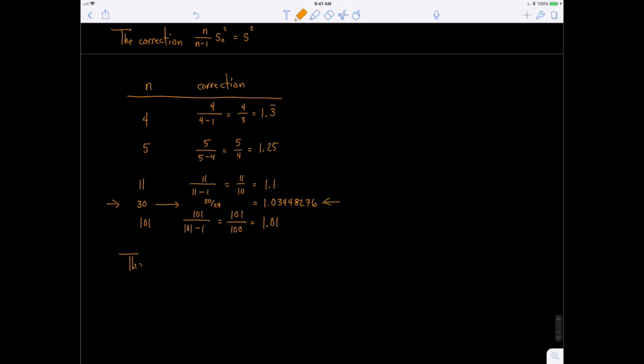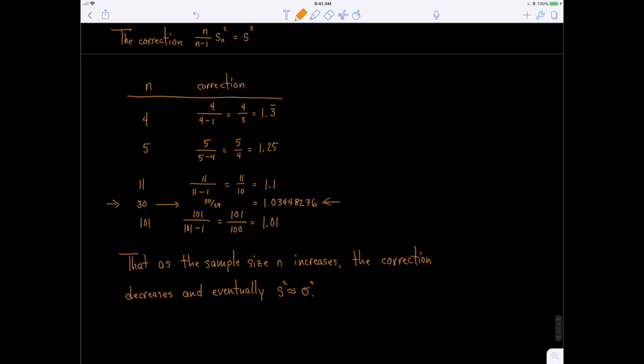And so here's what we say. We say that as the sample size n increases, the correction decreases. And eventually, S squared is approximately sigma squared, meaning they become very close to each other. And it's generally accepted by statisticians that a sample size of 30 is pretty ideal. I hope that helps. Thanks for watching.